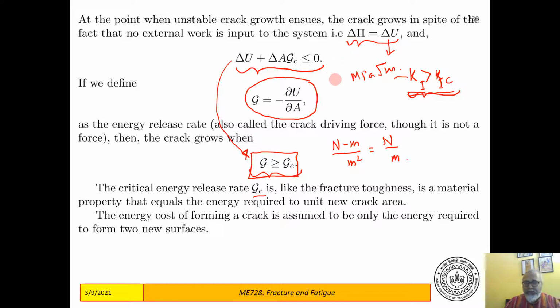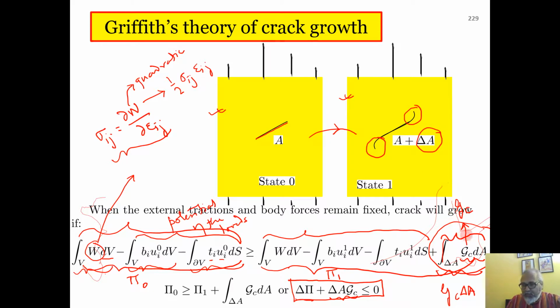One thing that has to be noted is that G has to be greater than only Gc, which is the energy required to form two new surfaces in Griffith's theory. No other energy cost is involved. When you do this bookkeeping, you assume that in order to cause these crack extensions, all that you needed to supply was the surface energy required to form these new surfaces. That is the only contribution. This is an assumption inherent in the theory.